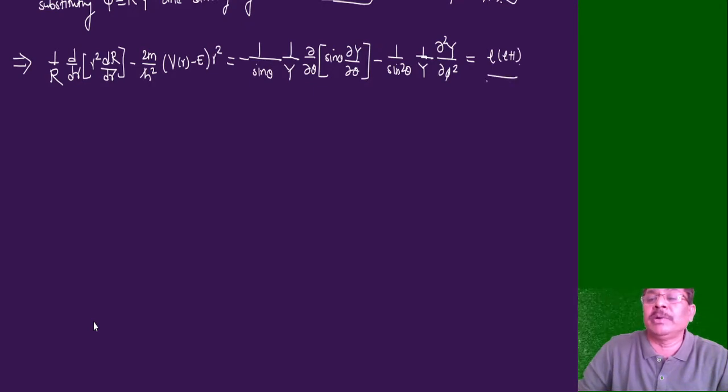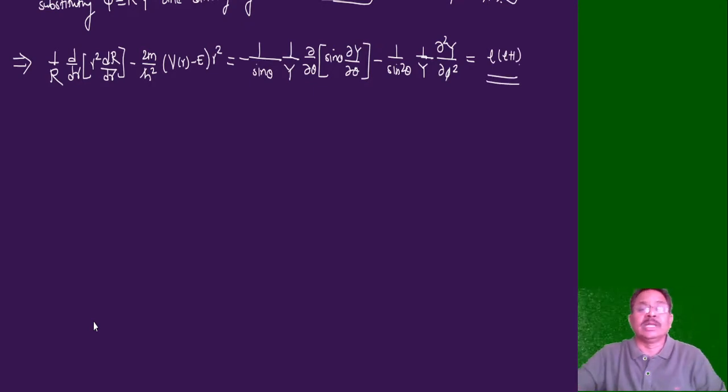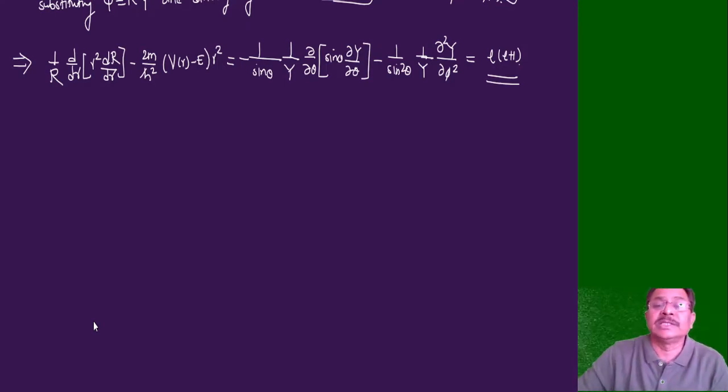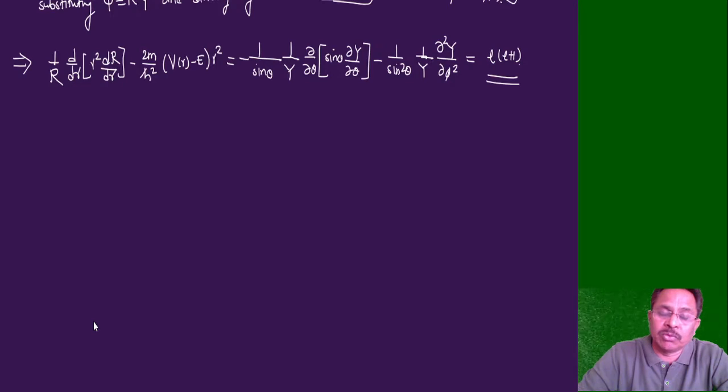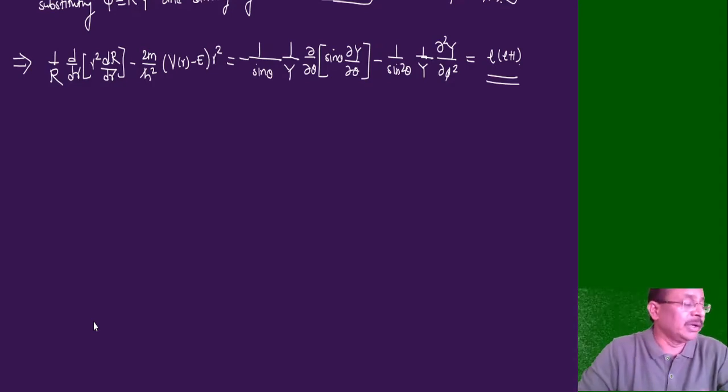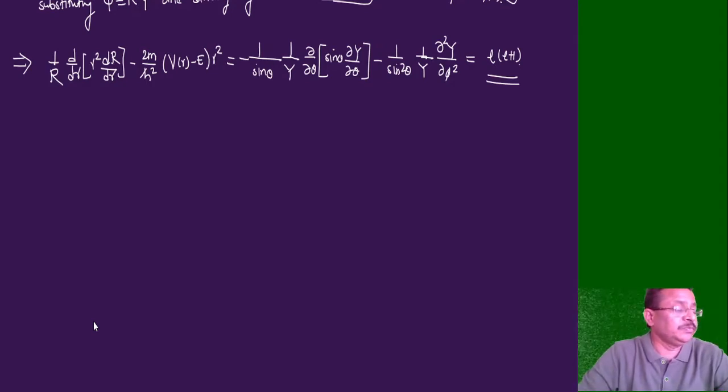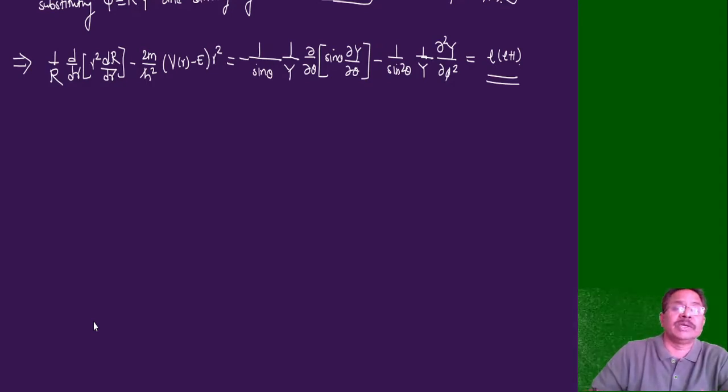This is again the requirement of the problem, where the left hand side is an exclusive function of small r, and the right hand side is a function of theta and phi. Both of these sides will be equal only when both are equal to some numerical constant. The form of the constant we are giving here is L into L plus 1, and not like L square or m square and so on. So this is the form I am taking here. So we can solve this equation.